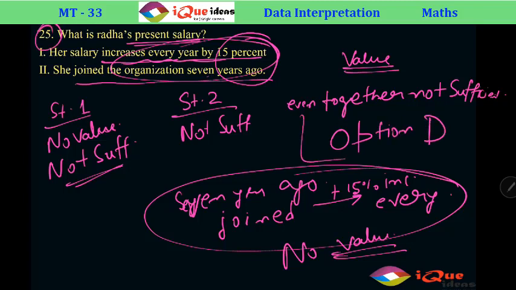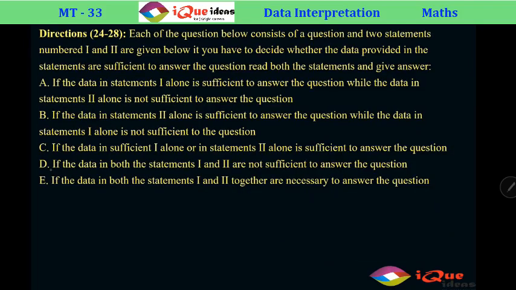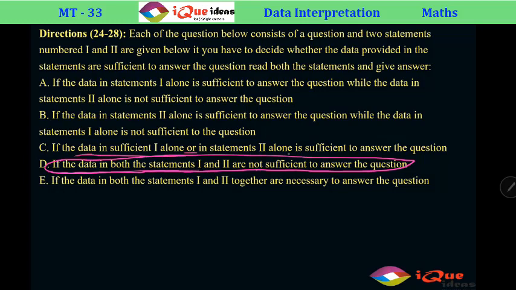Right? Even after combination, these things are not capable of giving the answer of this question. You can go back in the video and check it. I'll show you again. Option D was if data in both the statements 1 and 2 are not sufficient to answer the question. C was data in 1 or 2 alone sufficient to answer the question, and E was both statements together. So here in this question 25, it was option D that was the correct answer.